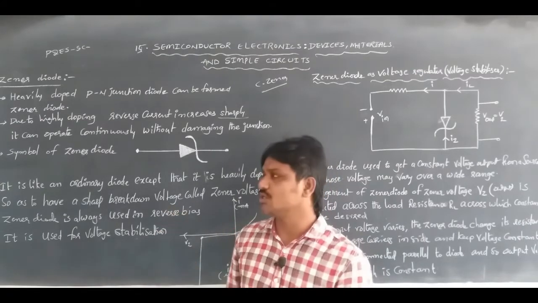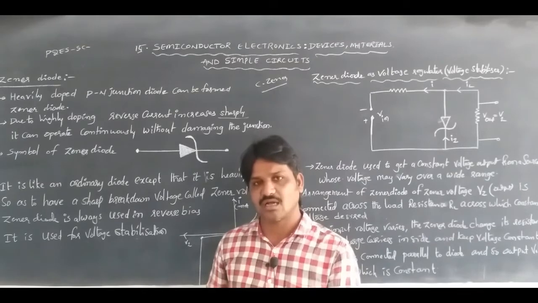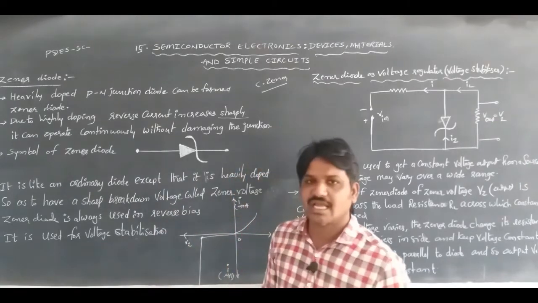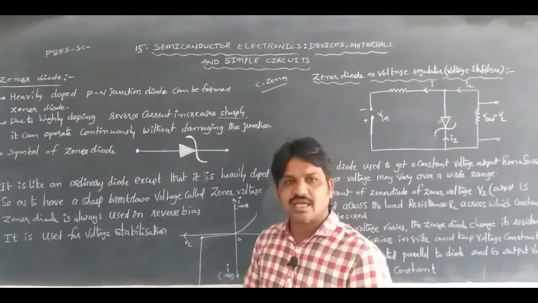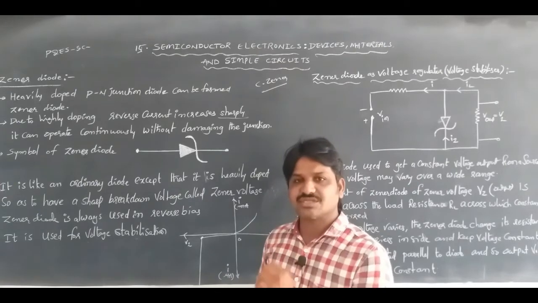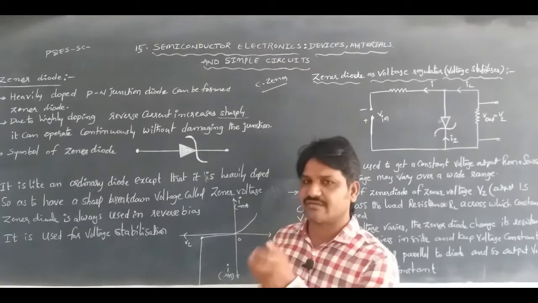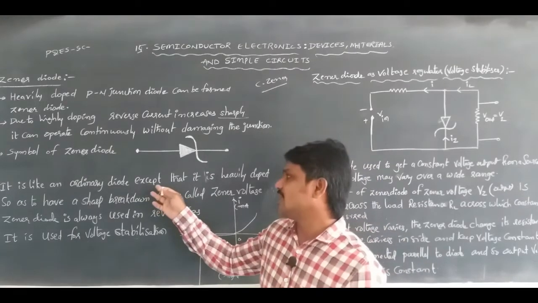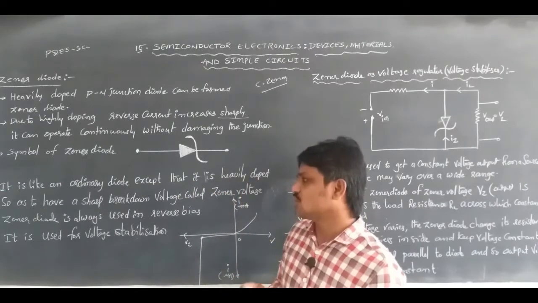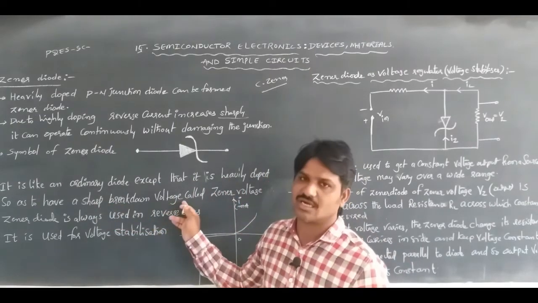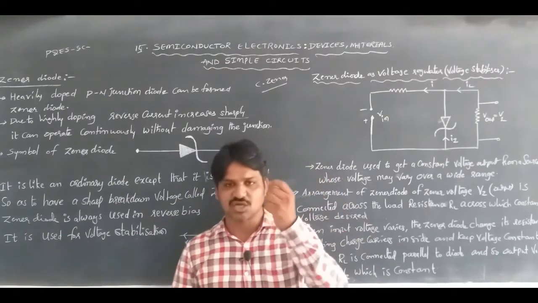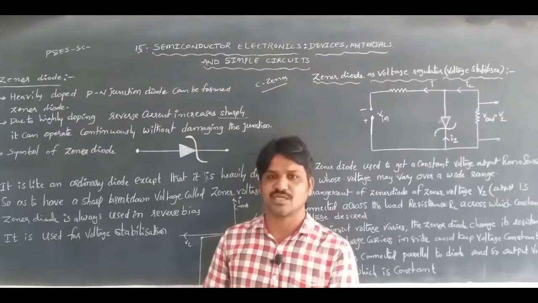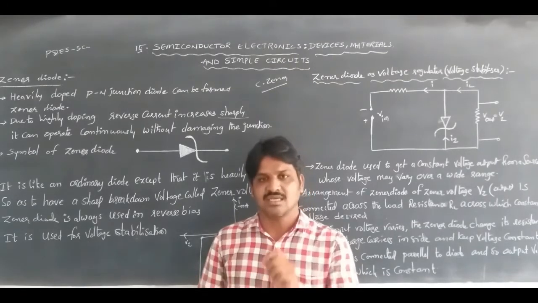The Zener diode is operated in reverse bias only. If it is connected in forward bias, it acts as a normal PN junction diode. In reverse bias, the Zener diode is like an ordinary diode, except that it is heavily doped, so it has a sharp breakdown voltage. That breakdown voltage is called the Zener voltage.